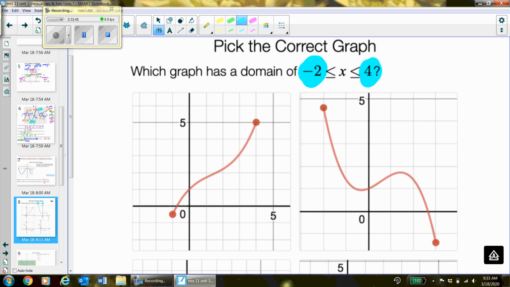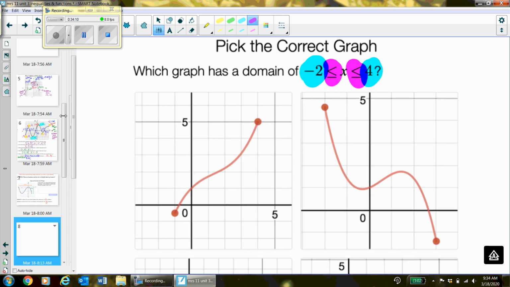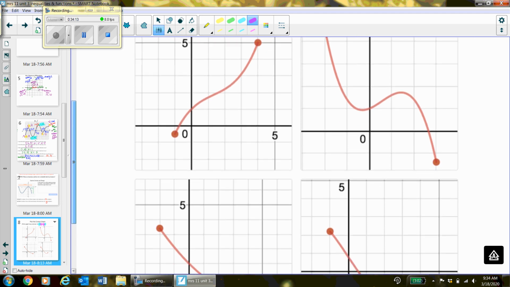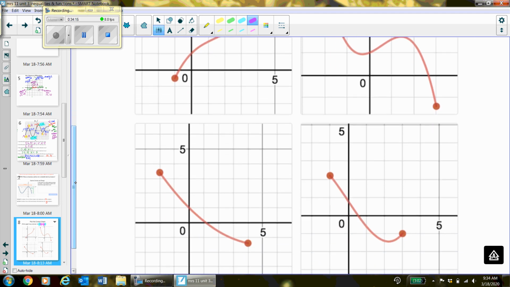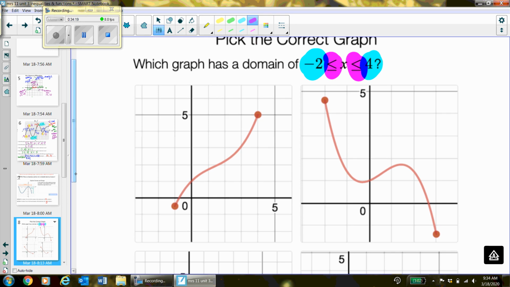And keep in mind, I gave you all a cheat sheet. It was a yellow and green piece of paper that I told you to keep in your blue packet. So you all should definitely have it. The equal to on your inequalities tells you that you should have a closed circle. So let's look at all of these graphs. All of my graphs have closed circles, so that's not something that can help me rule out which one is the correct graph.